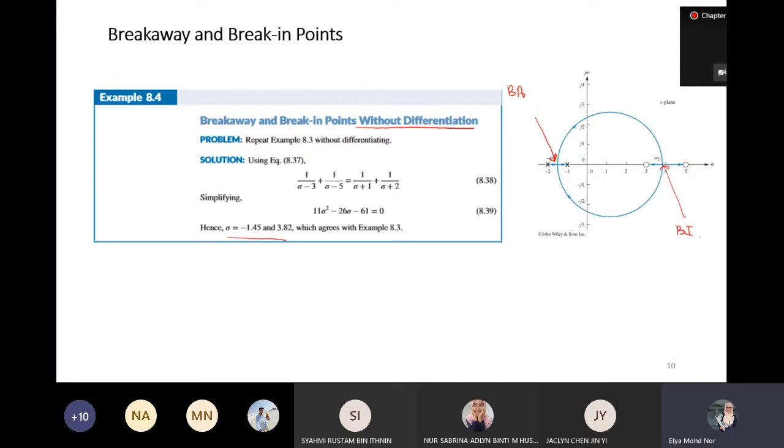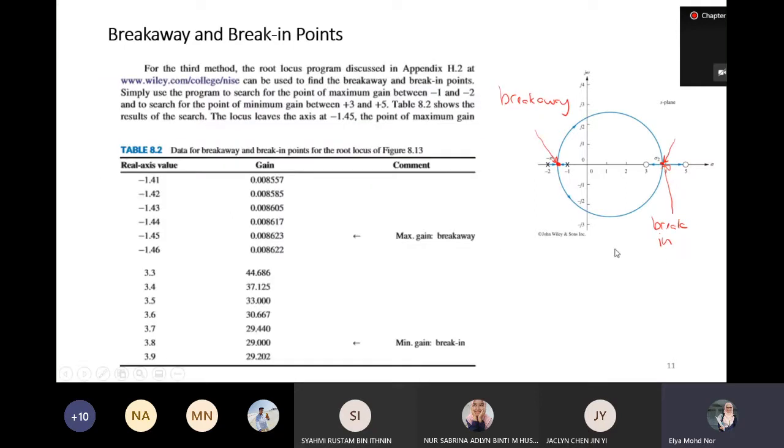Okay, so another method is we can use MATLAB. We can use the root locus program, which is as discussed in H.2. So from the root locus program, you can pursue this one. It's just for your awareness, okay. So the results of finding that, use the program to find the breakaway and the break-in point. So the point for number 3 is we can actually use MATLAB. I'm going to go fast on this because I don't expect you to cover the mathematical parts. Okay, but we will do it in MATLAB later on.